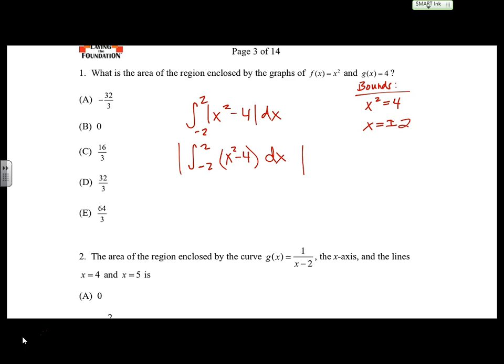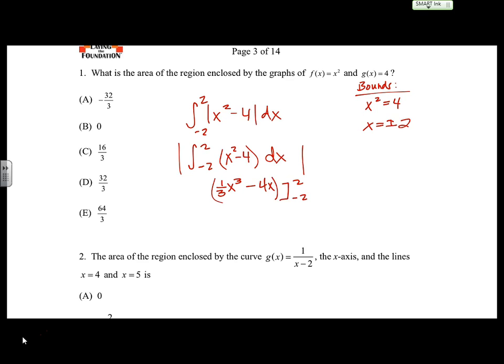Help me out, kiddos. How do we solve a definite integral? Integrate. How do I integrate x squared? Power rule. How do I integrate 4? Technically power rule or constant rule. What do I do with my bounds?